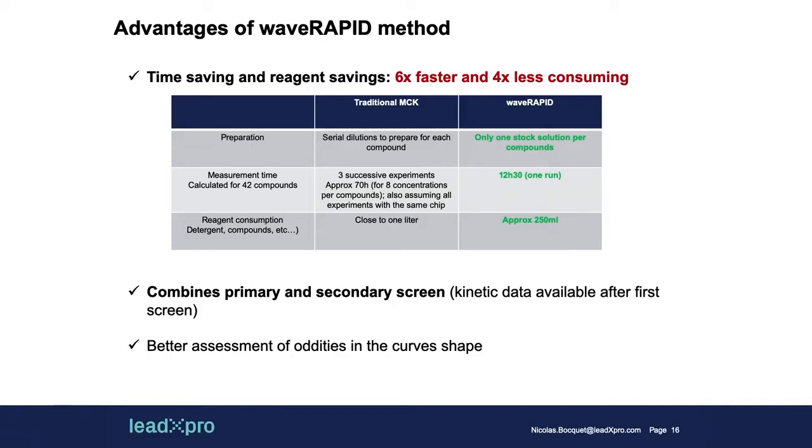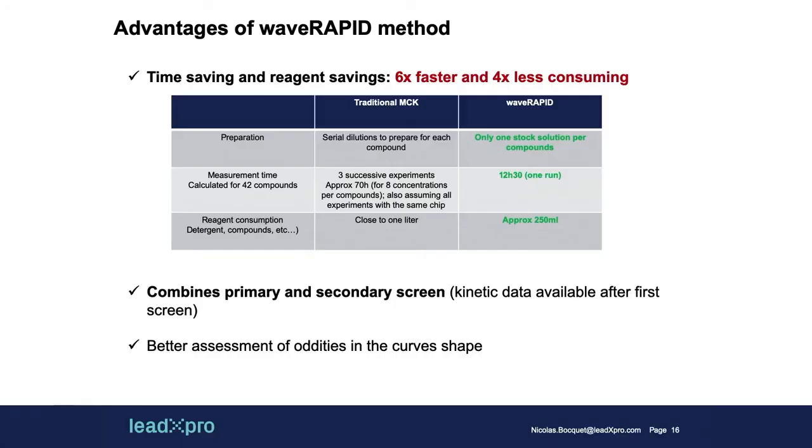So first you have to assume that your protein will be stable for 3 different successive experiments, which is not always given for membrane proteins. And that would represent approximately 70 hours of experiment on the machine. So you have a factor 6, let's say. So 6 times faster for the waveRAPID compared to the traditional MCK.